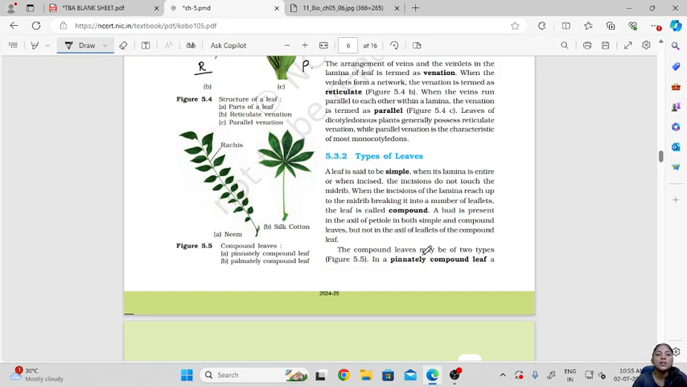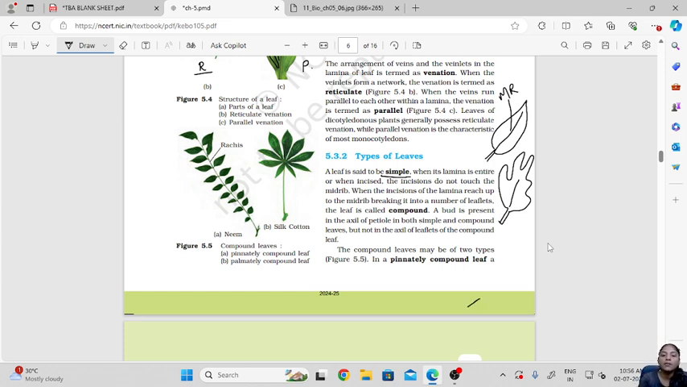A leaf is said to be simple when the lamina is entire. For example, this is a simple leaf as its lamina is entire. Okay, this is the midrib. Now, even if the leaf has some incision like this, but these incisions do not touch the midrib, still this kind of leaf is also called a simple leaf. But when the incision of the lamina reaches up to the midrib, breaking it into a number of leaflets, such a leaf is called a compound leaf.